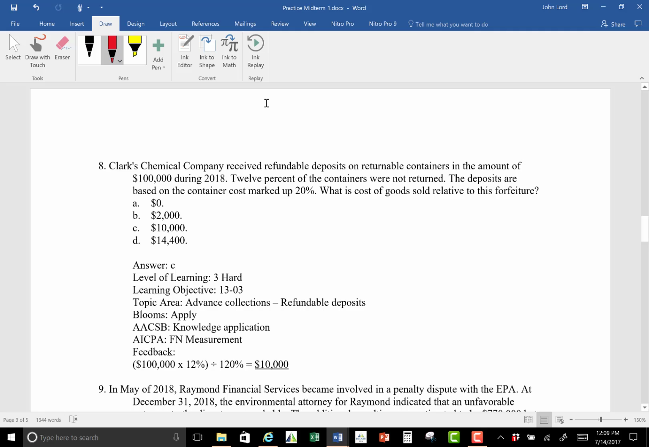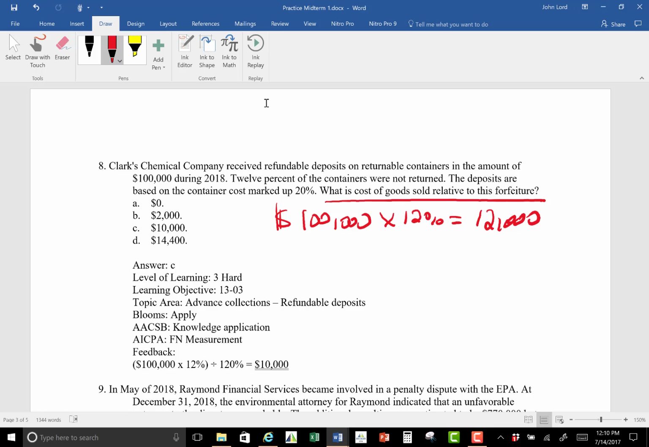Number 8. Clark Chemical Company received refundable deposits on returnable containers in the amount of $100,000 during 2018. 12% of the containers were not returned, and the deposits that we received are based on the container marked up 20%, and they ask us what's the cost of goods sold. Okay, now what's going to happen? We're going to set this up by saying that we have $100,000 for the deposits on the containers, and 12% of the containers were not returned. So that's giving us what? 12,000, right, that hasn't been returned yet.